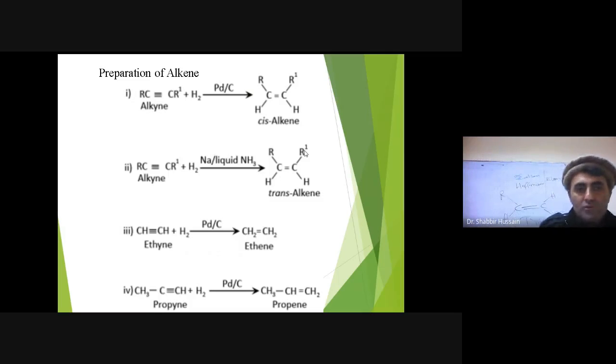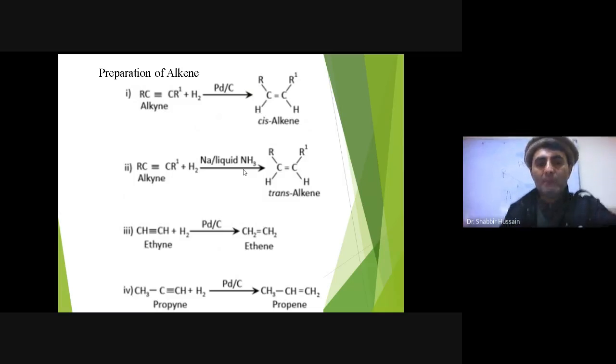If you want to get trans alkene, alkyne is hydrogenated with sodium in liquid ammonia, and we get trans alkene. And if you want to get cis alkene, we just use palladium on charcoal. If you want trans alkene, we hydrogenate with sodium in liquid ammonia, leading to the formation of trans alkene, right?